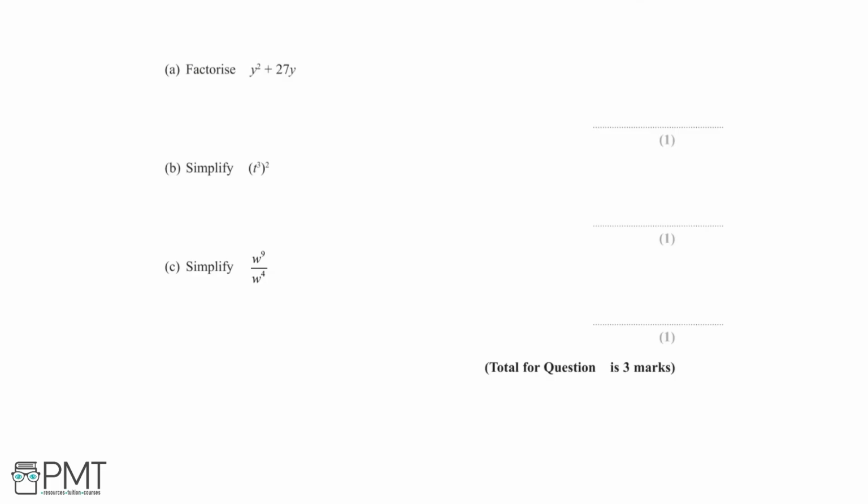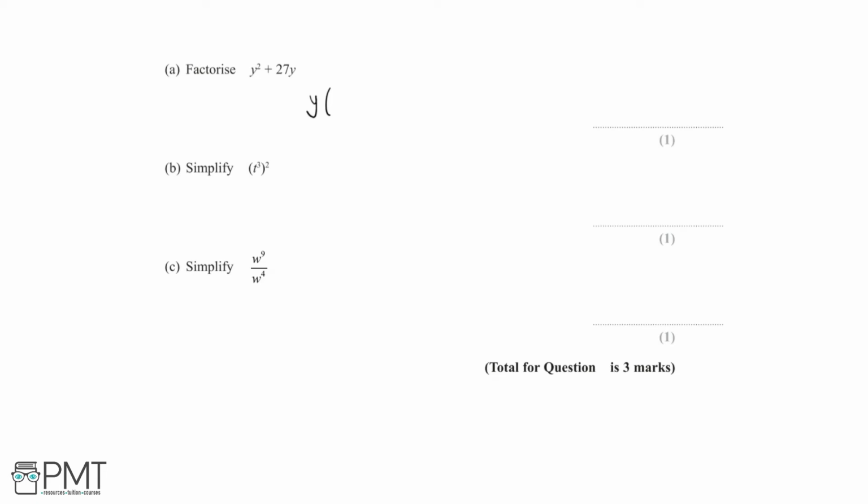In this question, we're asked to factorise y squared plus 27y. And so to factorise this, we need to find the highest common factor of both terms. The highest common factor of both y squared and 27y is equal to y. And so now we can place y outside of the brackets. We need to find which values are multiplied by y to give both y squared and 27y.